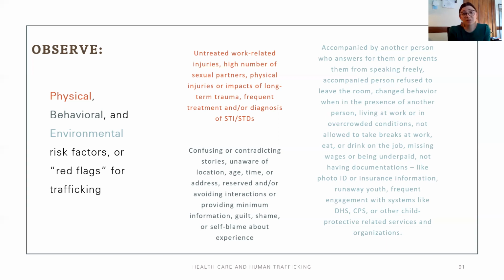That one might be more if they maybe forgot it at home, but if they say they don't have one at all and aren't able to give you any identifying information other than their verbal name. If they're a runaway youth, or if they have frequent engagement in systems like the Department of Human Services, CPS, or other child protective related services and organizations.